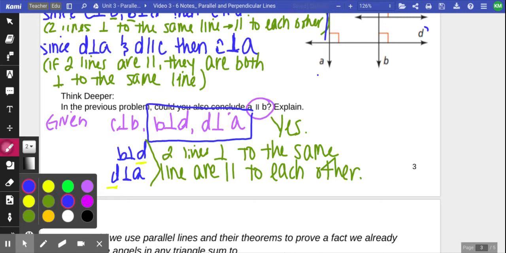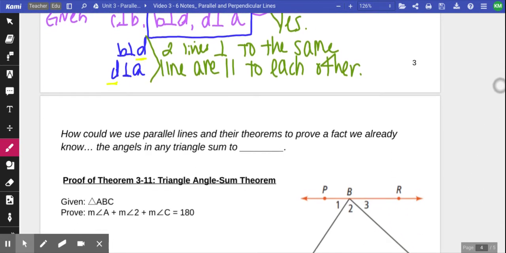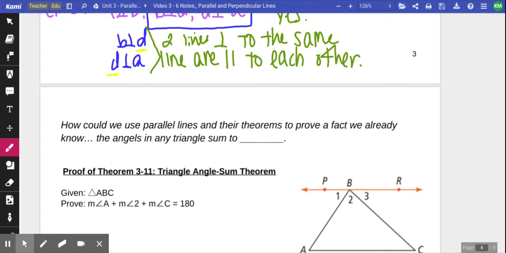Okay, continuing on. All right, so these are all theorems. Now, we use theorems when dealing with parallel lines. We talked about alternate interior angles, corresponding angles, alternate exterior, same side interior angles, everything like that. What we're going to do now is use parallel lines and their theorems to prove a fact we already know, the angles in any triangle.